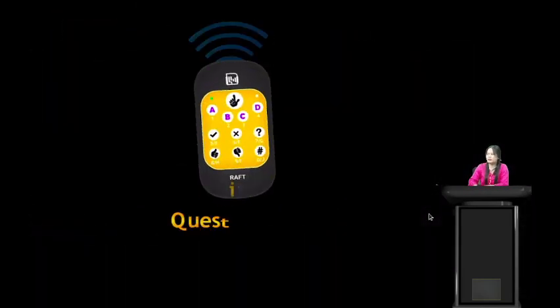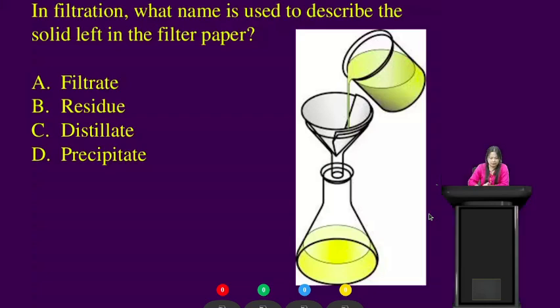Alright students, we have another question. Please get your rough devices ready. The question is, in filtration, what name is used to describe the solid left in the filter paper? Option A is filtrate, option B is residue, option C is distillate, and option D is precipitate. So I'm giving you 30 seconds for this question. Your time starts now.